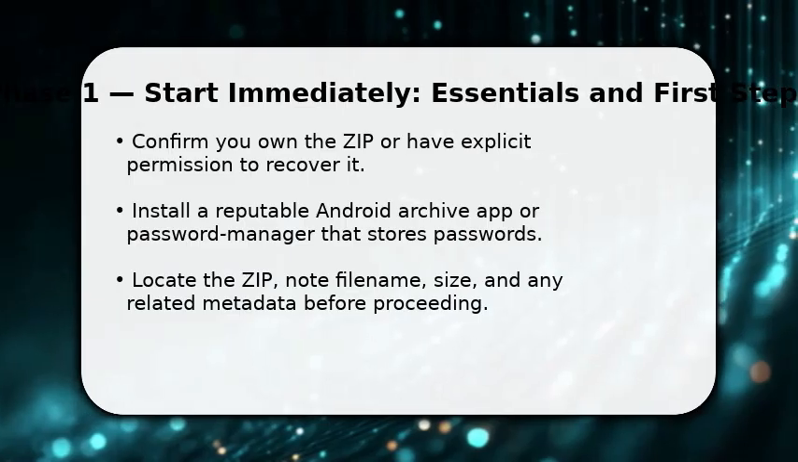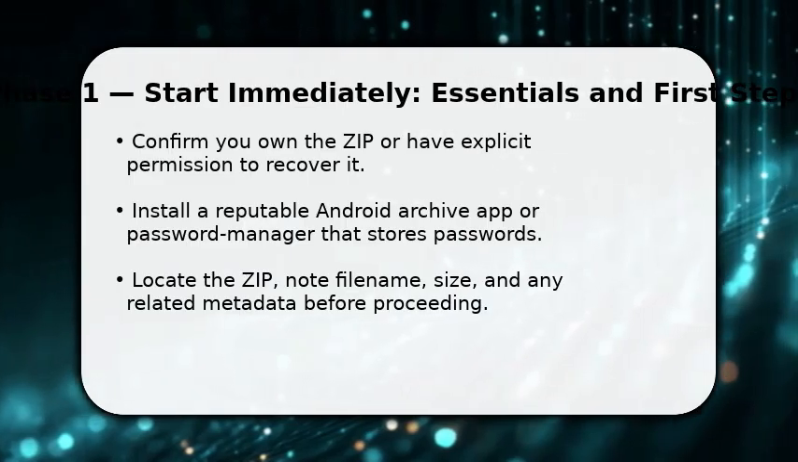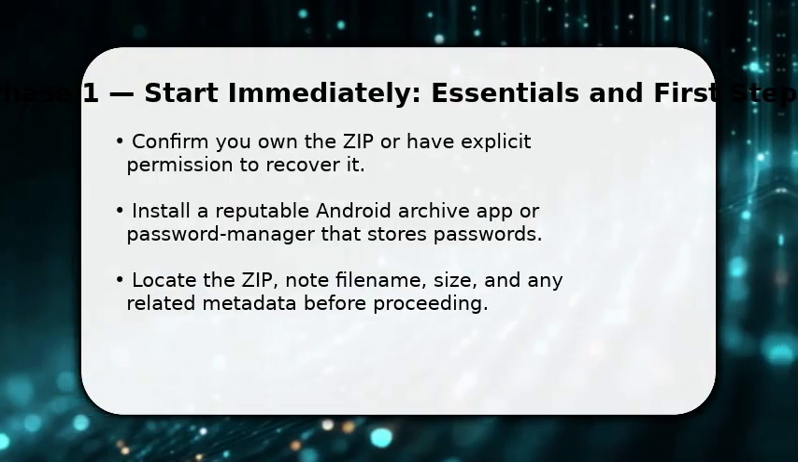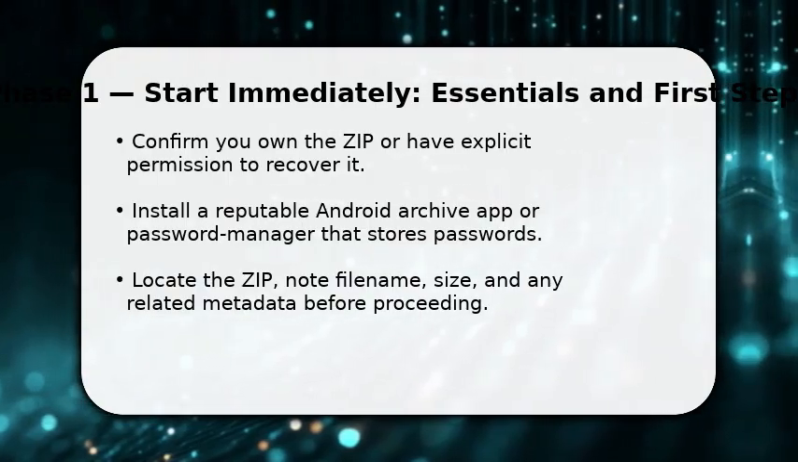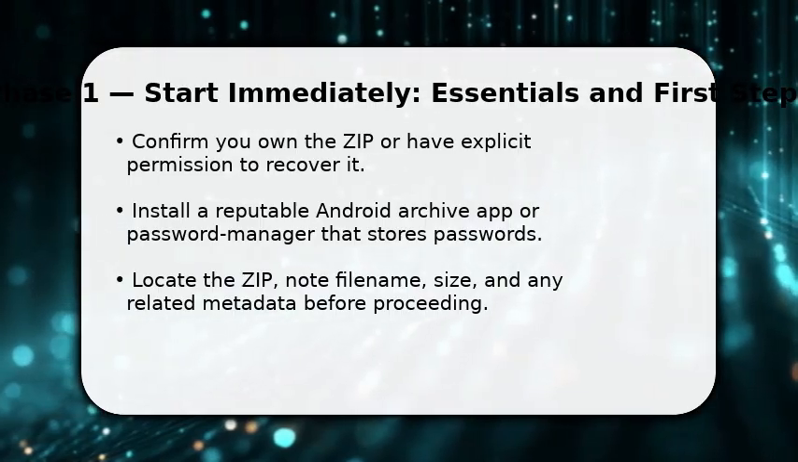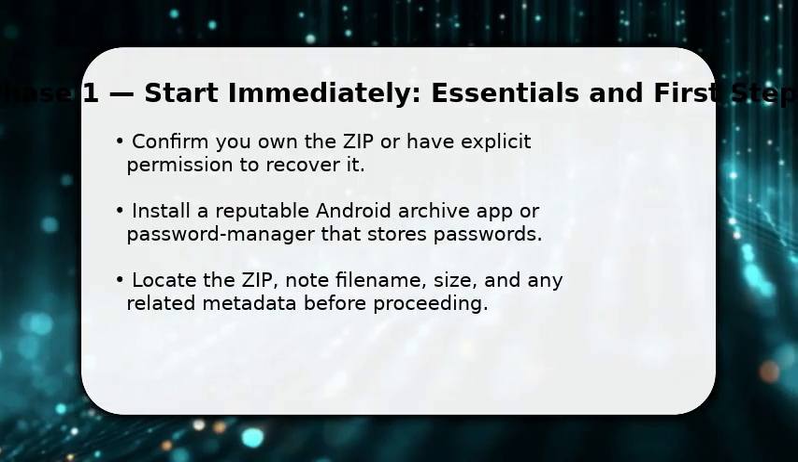You start by confirming ownership and permission. This avoids legal trouble. Once confirmed, open your archive app and point it to the ZIP file. Make sure to check any nearby notes, email threads, or password managers first, because most recoveries are simple retrievals.